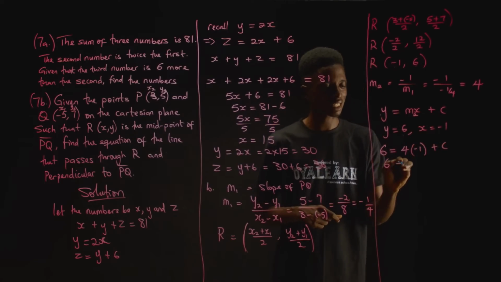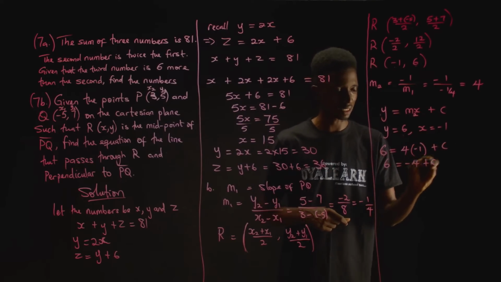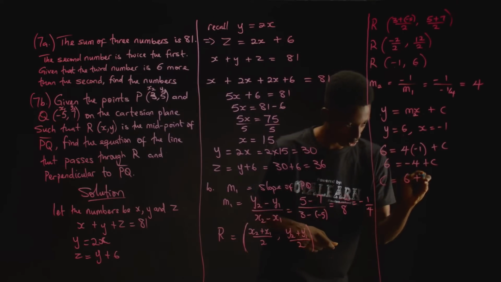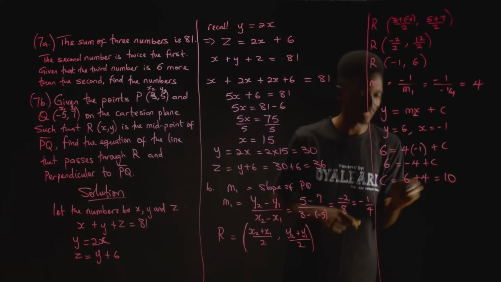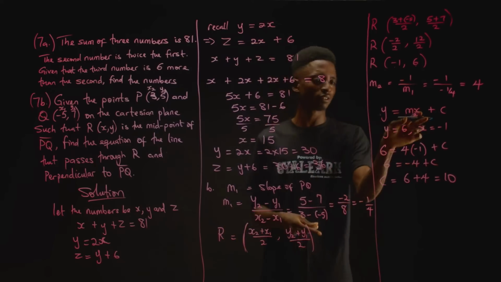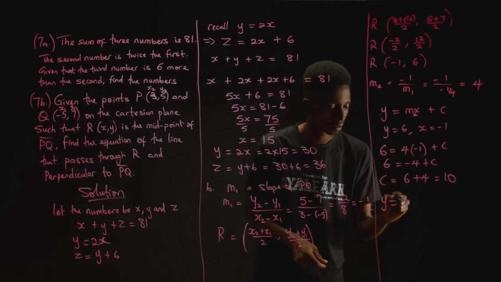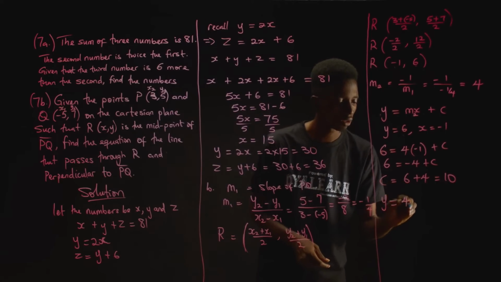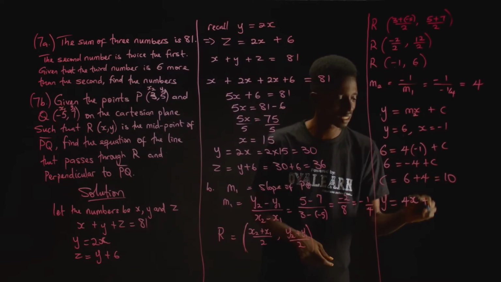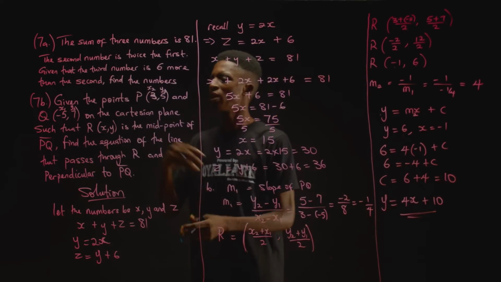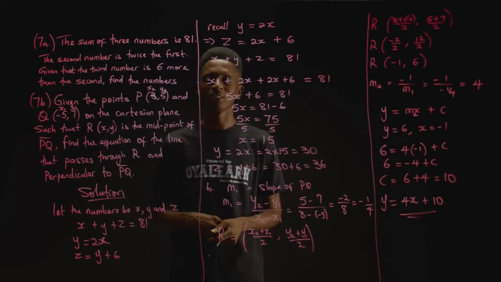That is 6 equals minus 4 plus c. So from here we can then see that c equals 6 plus 4, which is 10. So when we rewrite the equation of this line, we can then say y equals m, which is 4, x plus c, which is 10. And this is the equation of the line. With that, we have solved question 7.